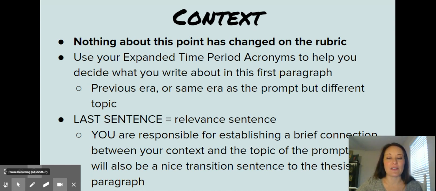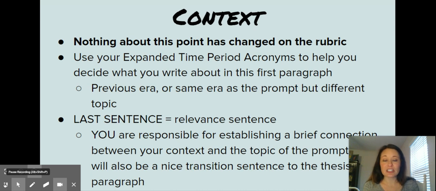No longer do you have to memorize the time period acronyms and say, all right, what came in the time period before that is relevant context, or what is happening at the time of the prompt, but is not the topic of the prompt, that is relevant context. Instead, the expanded time period acronym charts that we made last class period, those will help you decide what to write about in this first paragraph.